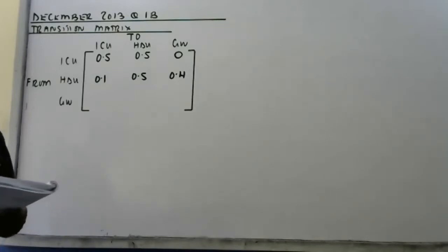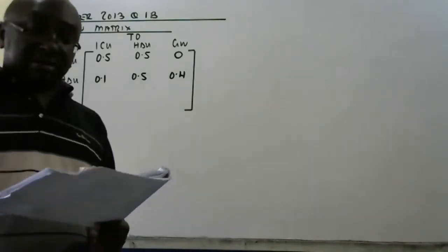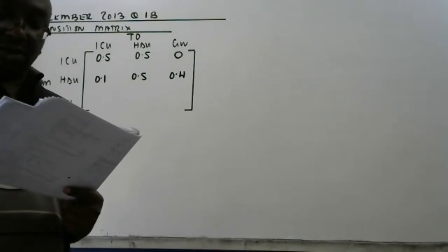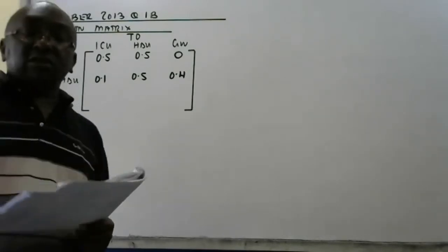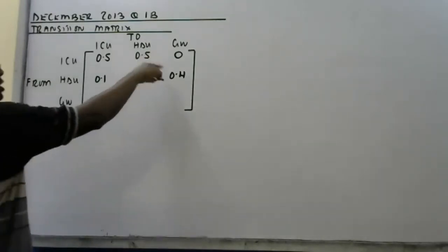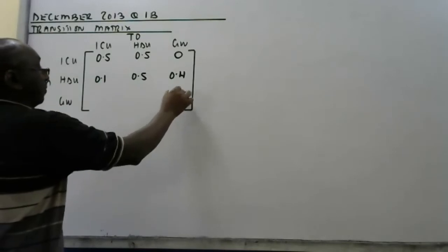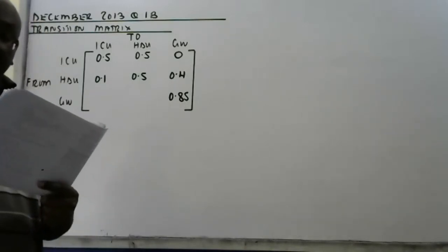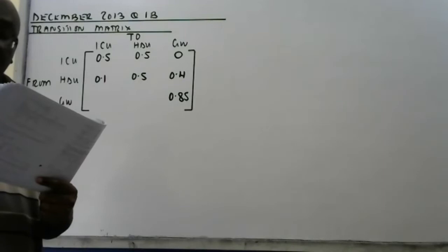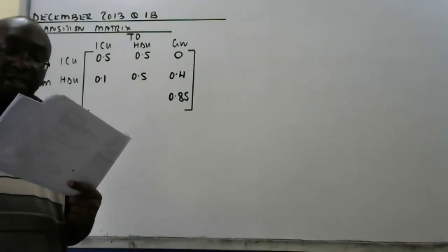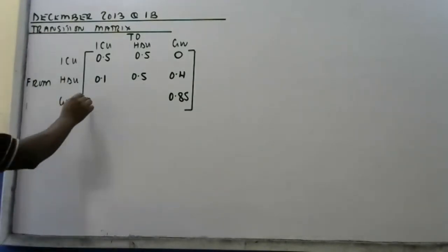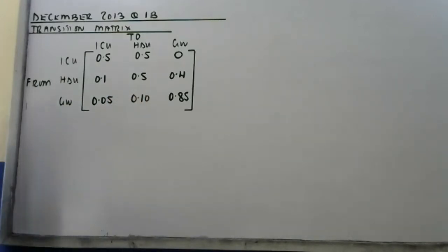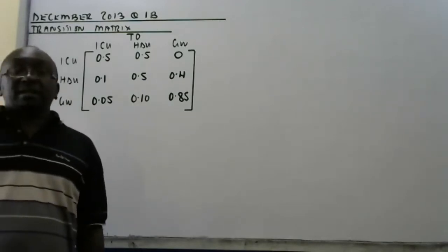When you go to information three, we are told that 85% of the patients in general ward at the beginning of the month will remain in general ward. So from general ward to general ward, it is 0.85. And then we are further told that 10% and 5% will go to high dependency and ICU, respectively. So those who will go to ICU, it is 5%, and high dependency is 10%. So that is the transition matrix.